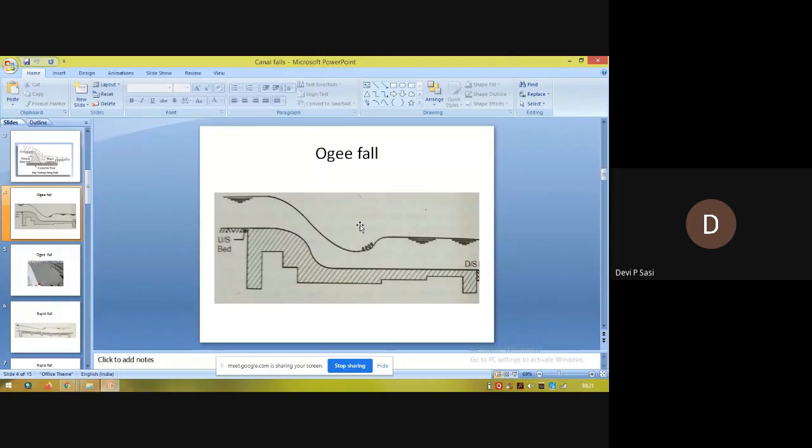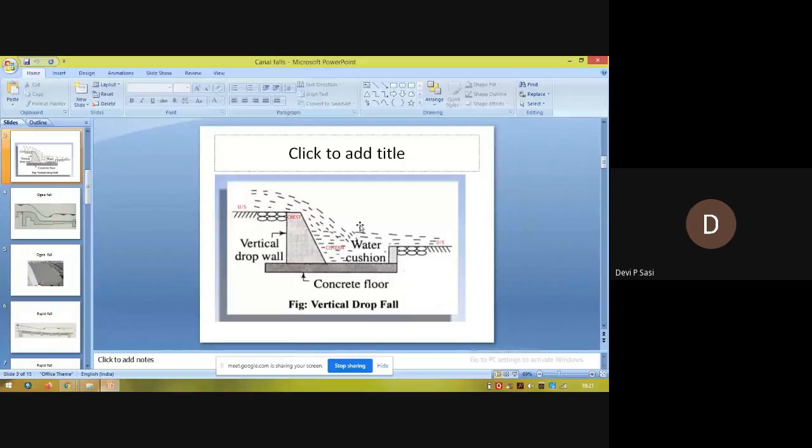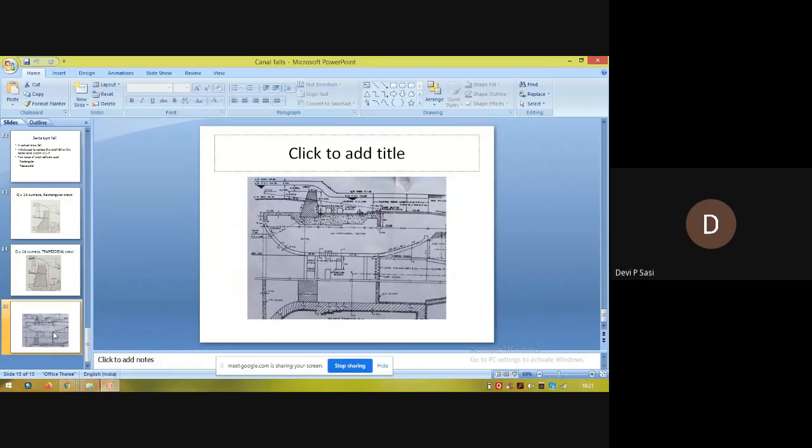So step 1 is design of crust, and second step is design of cistern, and the third step is design of impervious floor. The total length of the impervious floor is determined using Blythe Street theory. You have learned about the Blythe Street theory and you have done several problems regarding it.